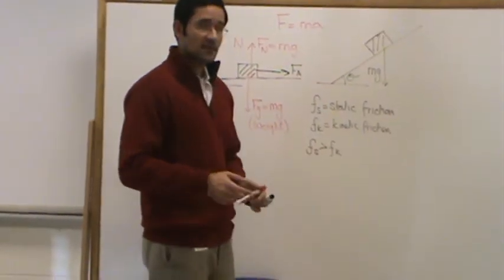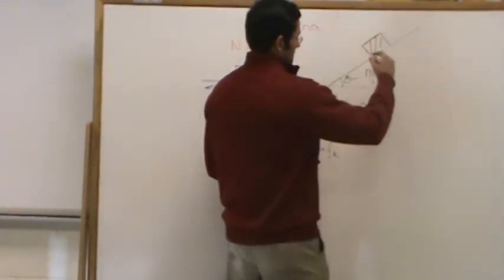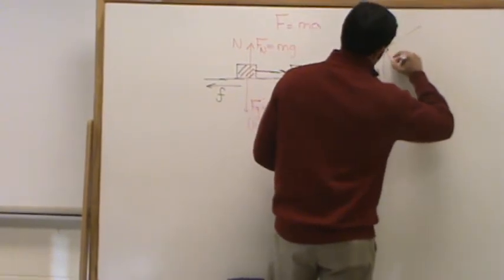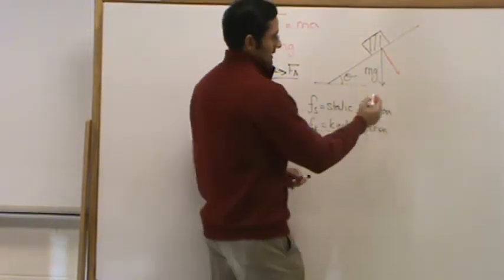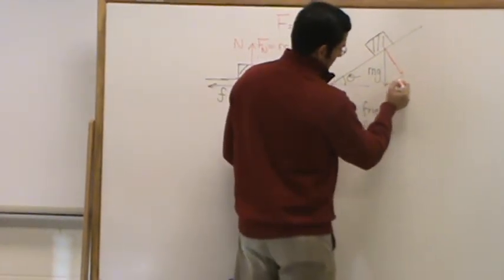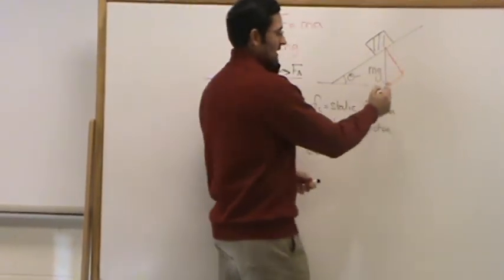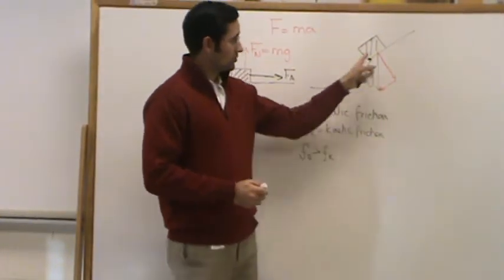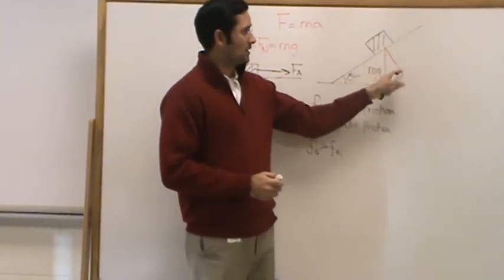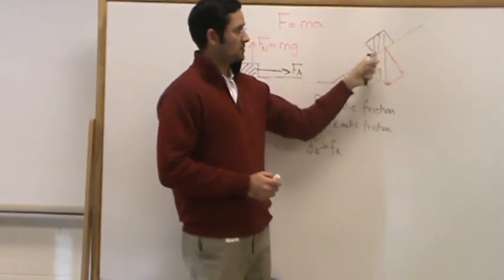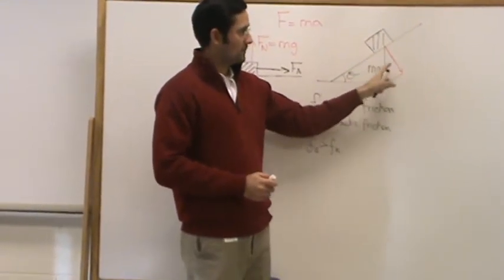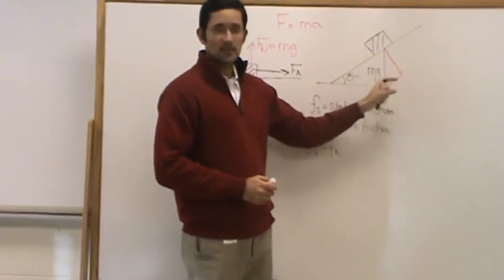Now, the force of gravity vector has to be broken up into two components. It has to be broken up into its y component and its x component. Make sure when you draw the y and the x components that you draw the y component perpendicular to the surface, and you draw the x component parallel to the surface. And make sure the x and y make a nice, neat 90-degree angle with each other.